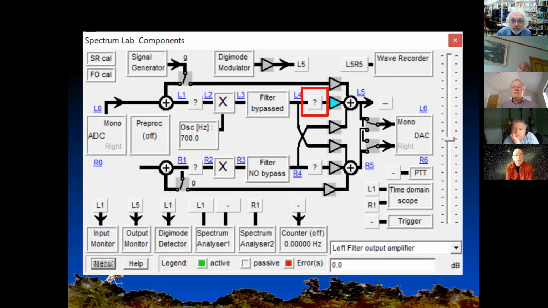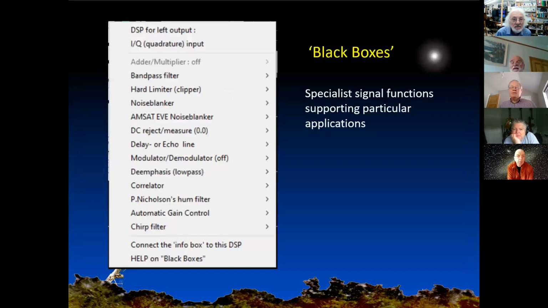There are also some mysterious blocks here, quite small, looking fairly insignificant, which is not true. These are the black boxes. And the black boxes are repositories for specialist applications that have been added over the years to answer one particular specialist application or another. I'm not going to go through these. There's a huge range, as I say.